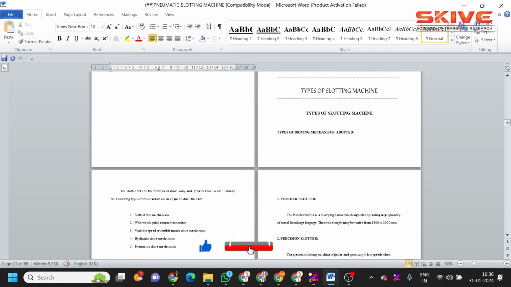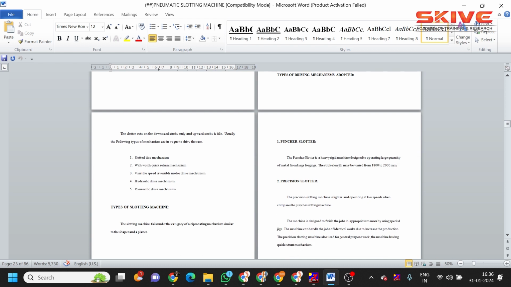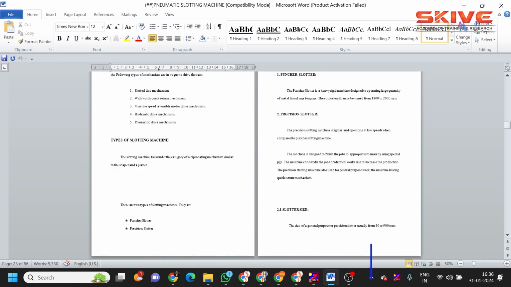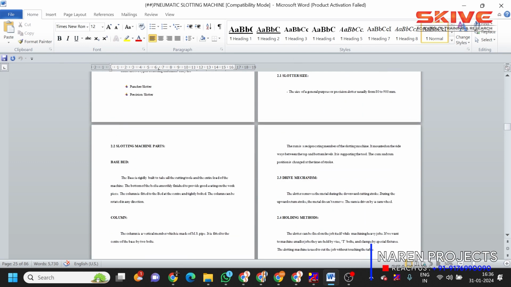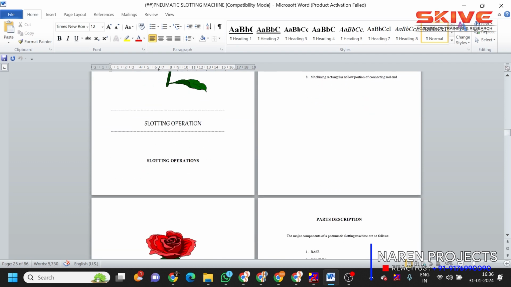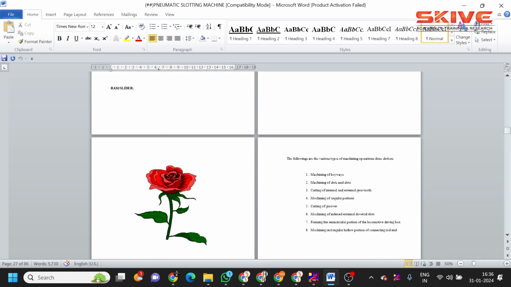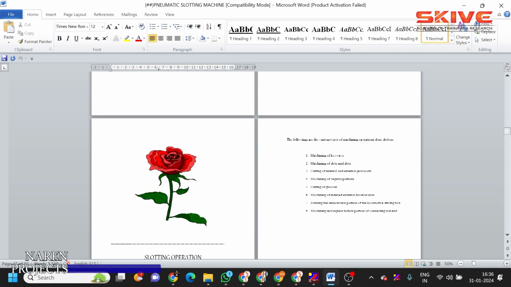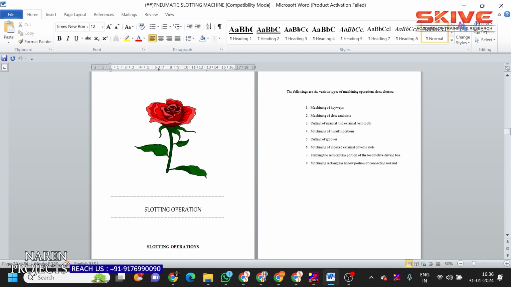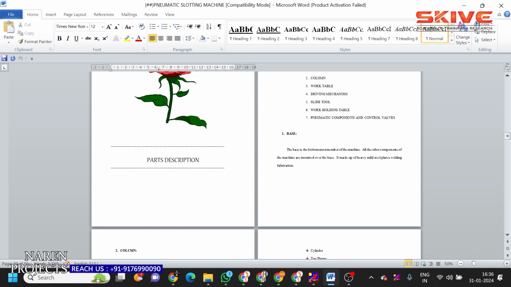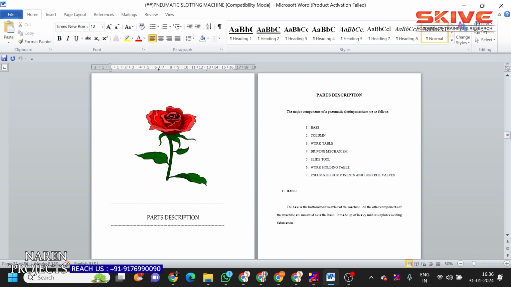So here you can see the types of slotting machine. We have 5 different types of slotting machines, which will be described here. And what is the slotting operation? The main advantages of the slotting operation are given here in 8 different points. And the parts we used in this project are given here.